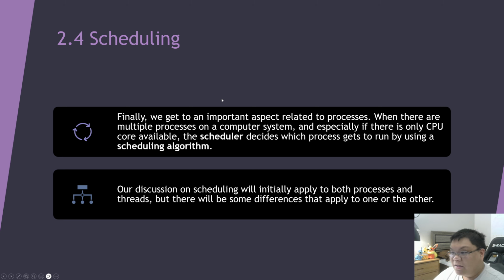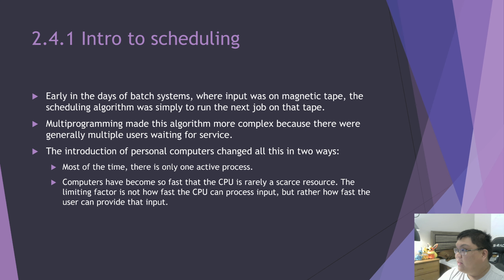Okay, so the CPU scheduler, or scheduling algorithm, decides which process gets to run next on the CPU. This applies to an extent to threads as well. In the earliest days of batch systems, the next job was literally to just run the next job on the tape.